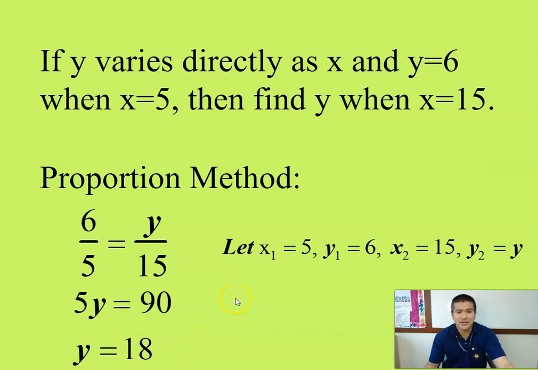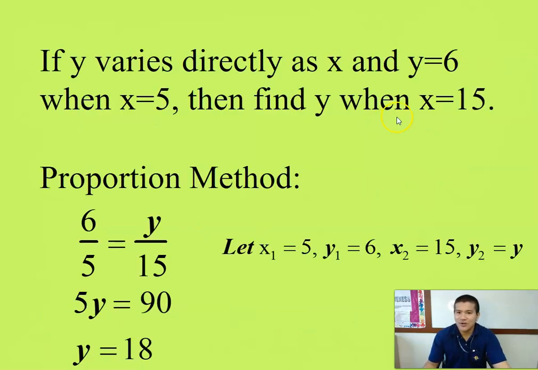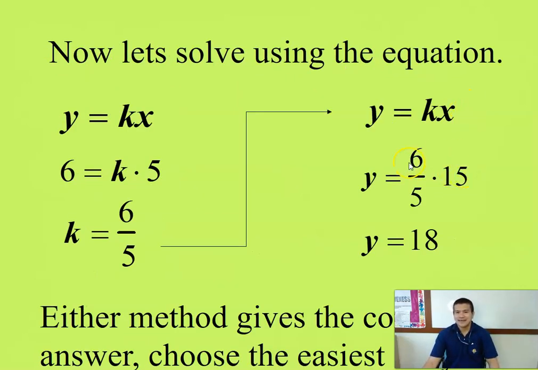The other way, if you're looking for k, you can use y equals kx. Our y is 6 and our x is 5. Therefore, k, the constant, is equal to 6 over 5. After that, going back, find y when x is 15. Therefore, y equals kx, where k is 6 over 5 and x is equal to 15, and we will get the same result. The result will be positive 18.